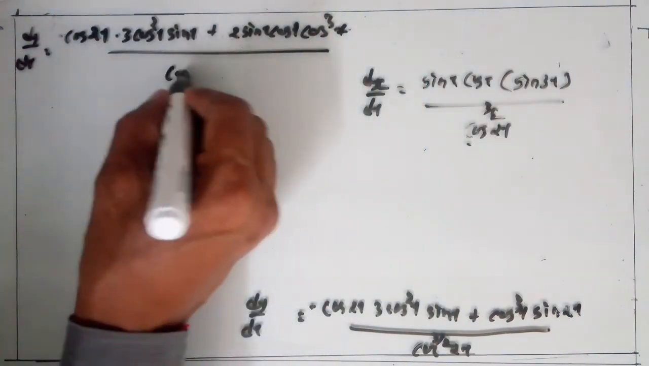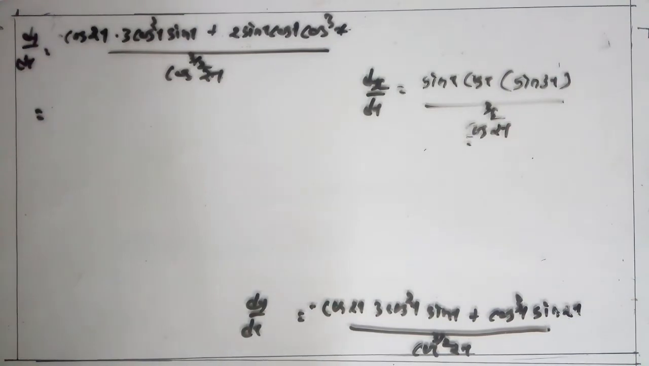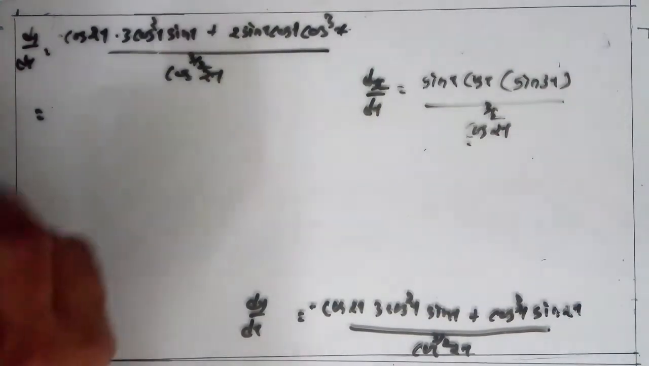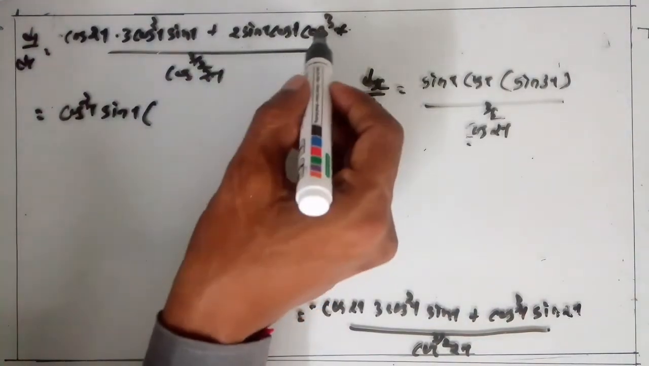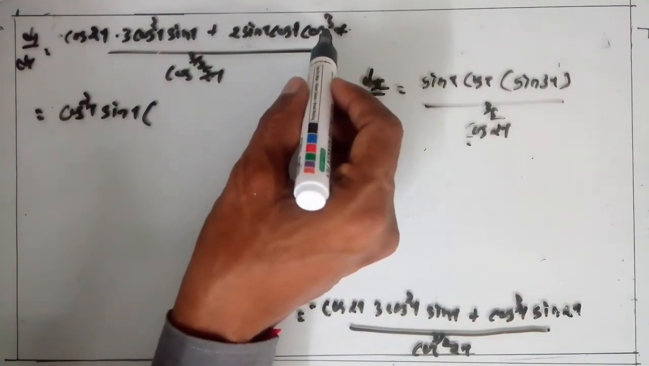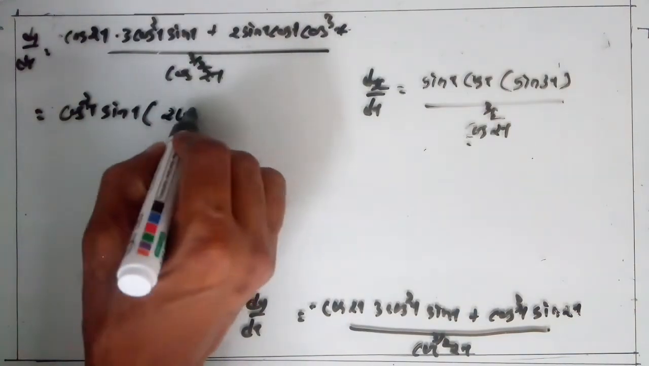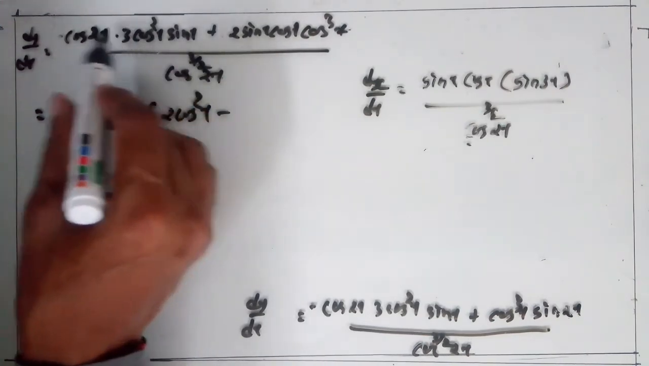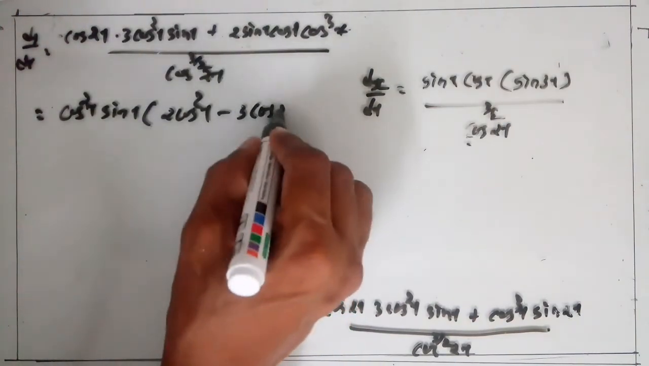Upon cos 2t raised to 3 by 2. So is equal to, now cos square t sin t take common, so we get cos square t sin t, and in the bracket the remaining terms: here cos square take common, so cos t into cos t becomes cos square t into 2, so 2 cos square t minus 3 cos 2t.